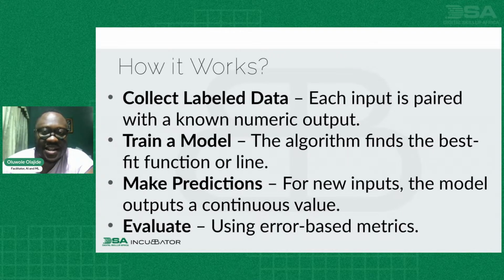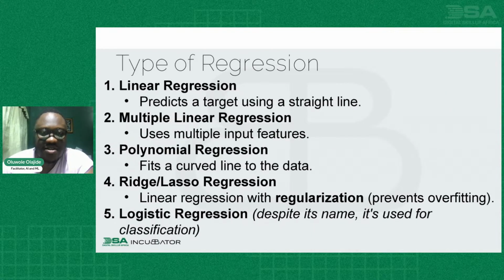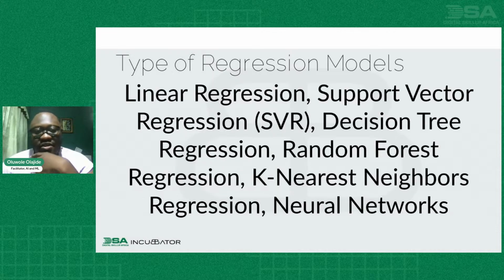Then I said you collect the label data the same way you train. You make your prediction, then you evaluate. Then types of regression, we have your linear regression, your multiple linear regression, your polynomial regression, and your lasso or ridge, which is known as regularization. Then you have your logistic regression, which I told you, despite its name, you can use for both your classification and your regression. Then we spoke about some regression models also.